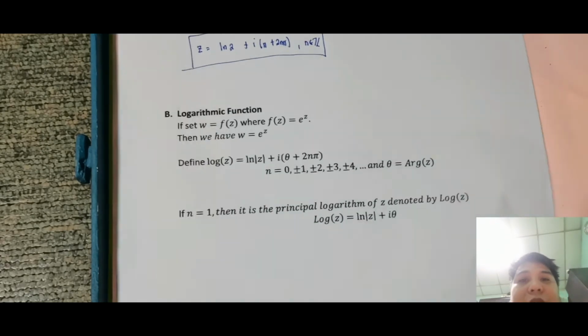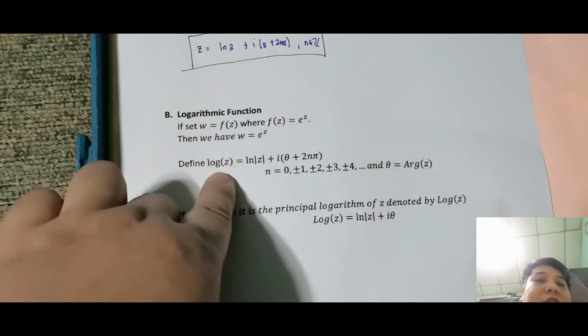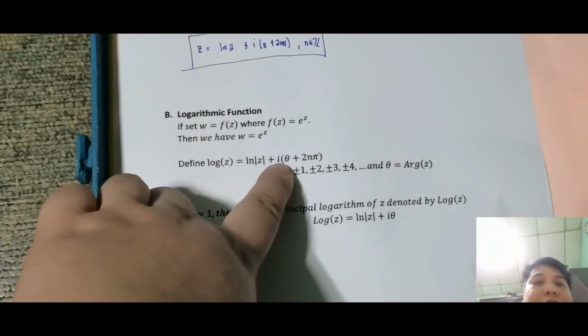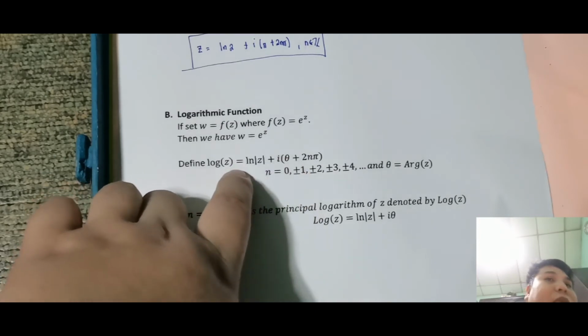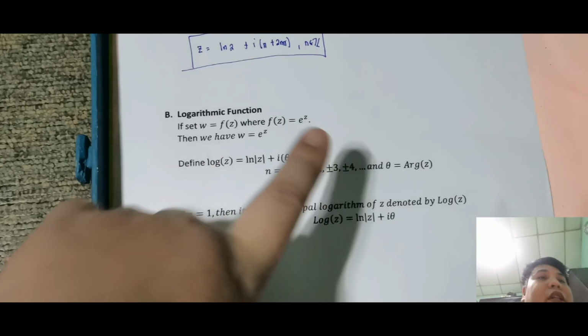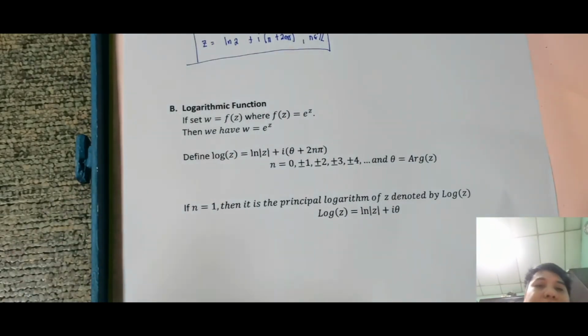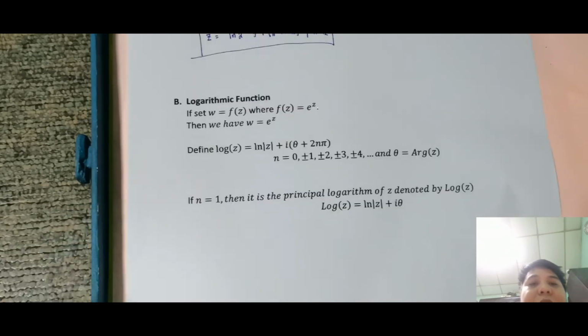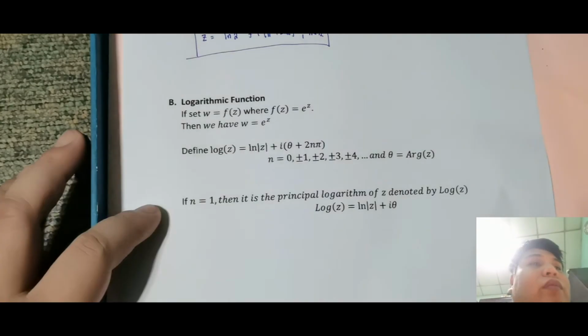Okay, so ayun na ulit ha. So, ano yung definition of logarithm? Yung logarithm of z is just equal sa ln of the modulus of z plus i times theta plus 2n pi. Ayun lang yung formula. For n, element ng integers, and theta is the principal argument of z. Ngayon, if we let n equal to 1, tignan to ha. If we let n equal to 1, then the principal argument of z denoted by log of z.